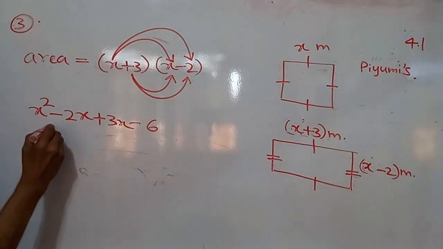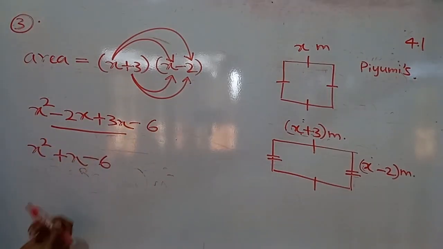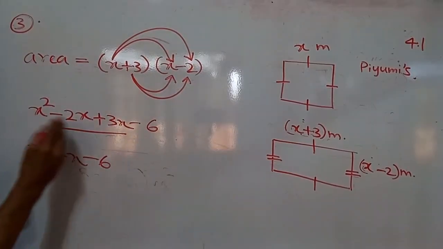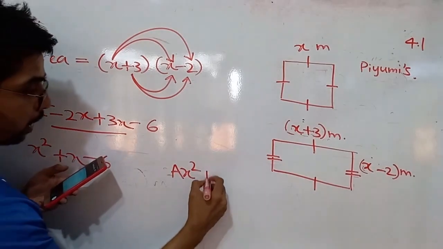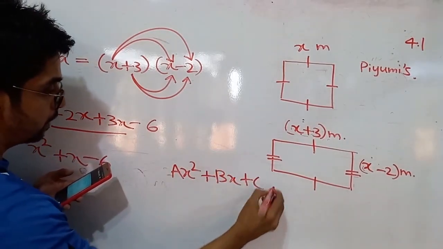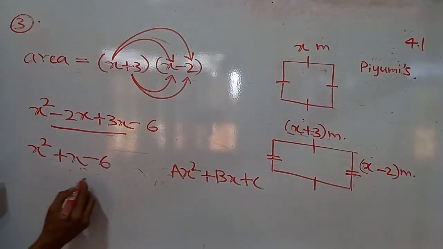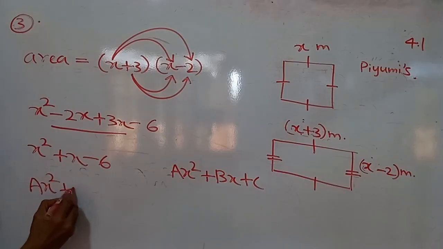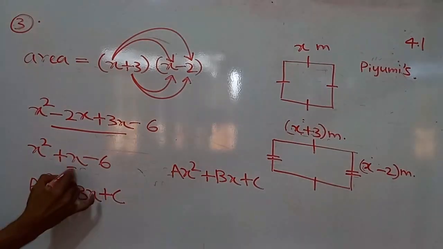Right. Now, these are the like terms. So, x squared plus x minus 6. So that is the answer. We have been asked to arrange this into what? Into this form, ax squared plus bx plus c. So actually this answer is in this form, right? So this is ax squared, then this is bx plus c, right?